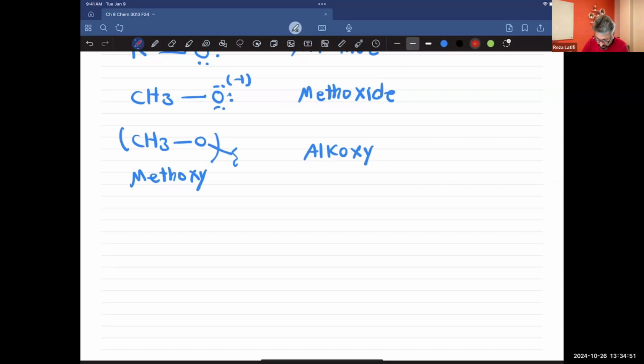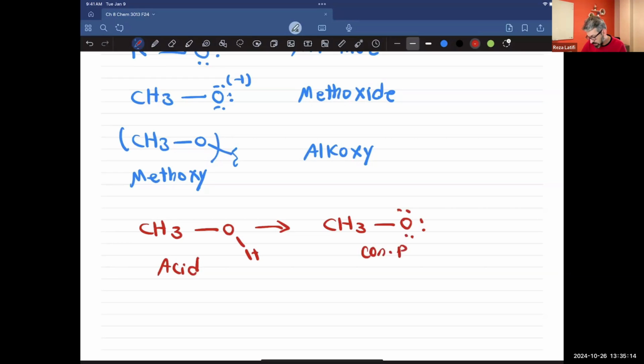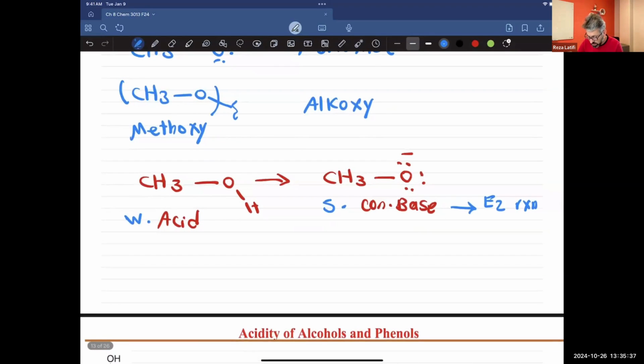Now, we said stuff like this can react, they can lose hydrogen, and they will turn into such a species. This is going to be the acid, so that one will be the conjugate base. The conjugate base has a negative charge. This is a strong base, because we started with a weak acid. If it's a strong base, it can handle the E2 chemical reaction, so it will be a strong reagent for E2. Also, because it has a negative charge, it will be a strong nucleophile. And if it's a strong nucleophile, it can easily handle SN2 chemical reactions.